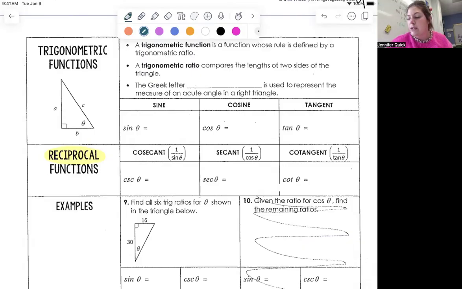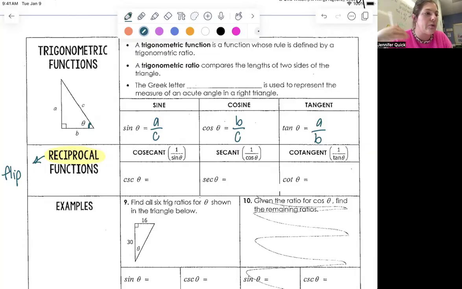And so if I were to write out what the sine of theta would be, right, here's theta. The sine is the opposite over hypotenuse. So the sine of this particular angle would be A over C. The cosine would be B over C. And the tangent would be opposite over adjacent, so A over B. Okay. Now, reciprocal means to flip. So while we are putting this over 1, what we're doing is we're just flipping the ratio.